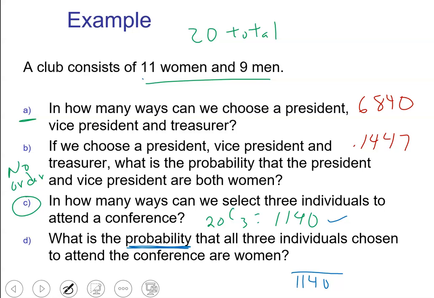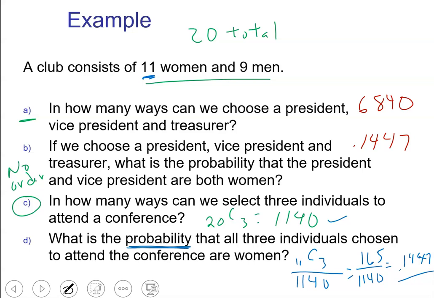Well, now we're talking about women. So again, I have 11 women, and I'm choosing 3 of them. That takes up all 3 slots, so I only have to do that one calculation. If I plug that in my calculator, I get 165 over 1,140, which gives me 0.1447 again. It just happens to be a coincidence that they're the same there.